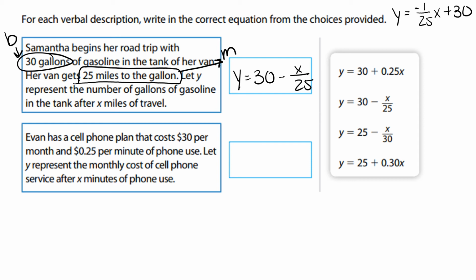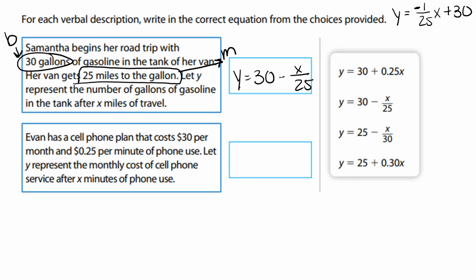So we can go 1 gallon, and that's 25 miles. And so that's how it's being spent. We're going to use 1 gallon, it's negative, and we're going to go 25 miles, 1 over 25.